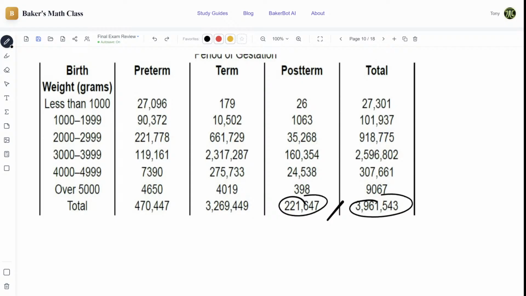What's the probability that a baby selected, born in the year, weighed between 3,000 and 3,999 grams? Nope, total. Yeah, it's that divided by that.